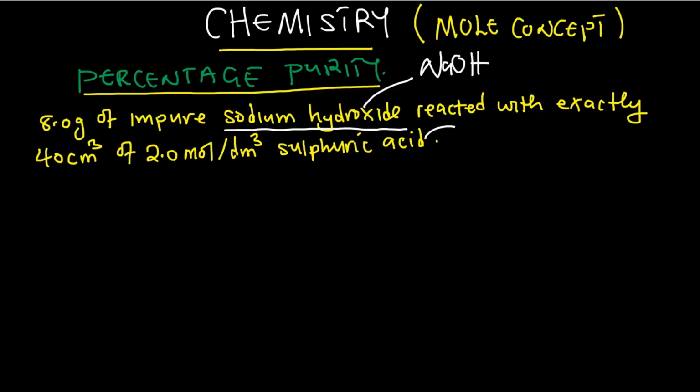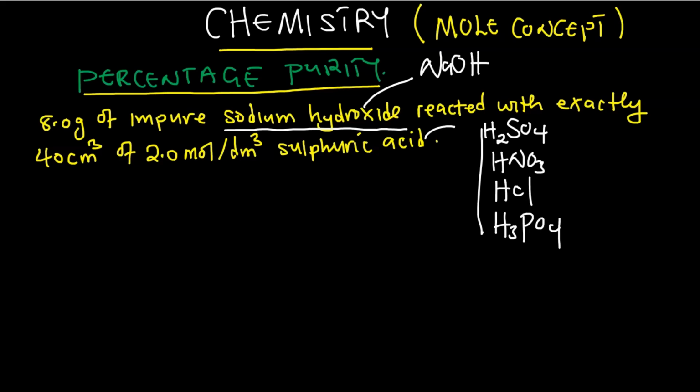Sulfuric acid. And I urge you to know 4 strong acids. One of them is sulfuric acid, written as this. Then the other one is nitric acid, written as this. Then the other one is hydrochloric acid, written as this. Then we have phosphoric acid, written as this. So these are the ones that you're going to come across normally in these reactions. In this one, we are going for sulfuric acid. Now, let us look at the reaction.